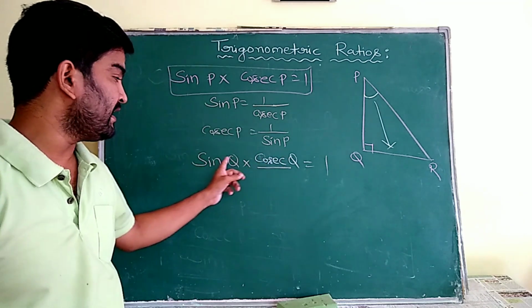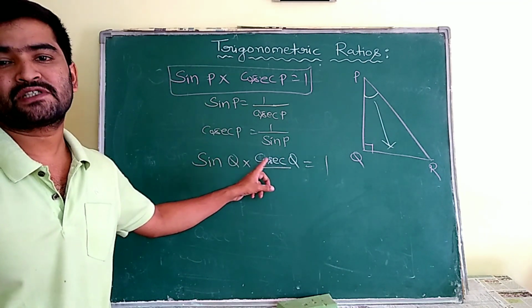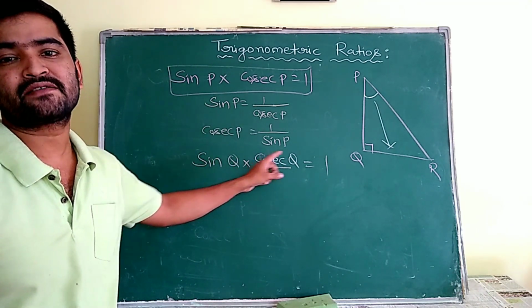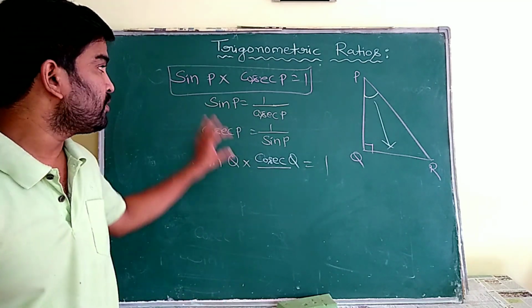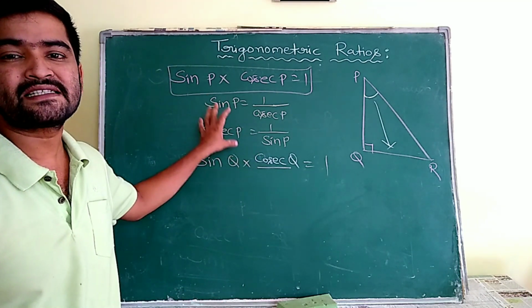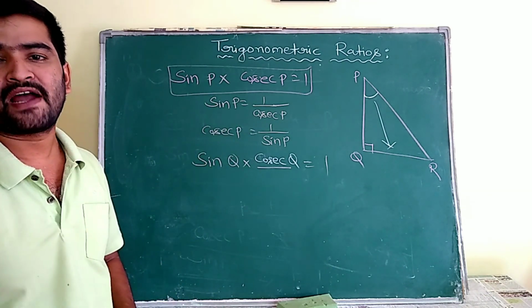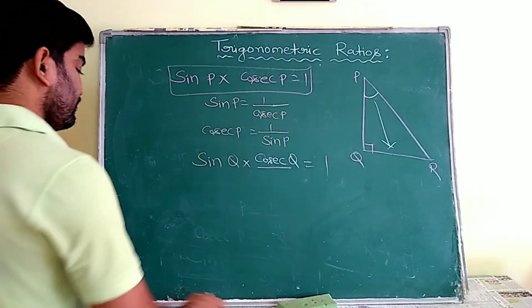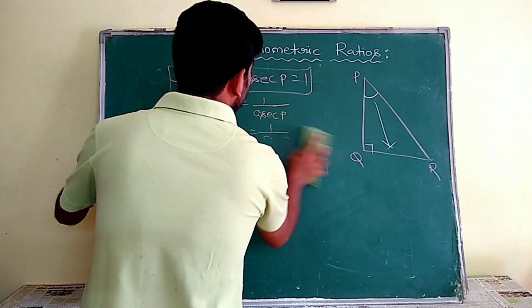With the same angle, if the sine and cosecant are given as a product, then its value is 1. So for our easy understanding, we are considering sine and cosecant as a family. Now we are going to discuss the second family.